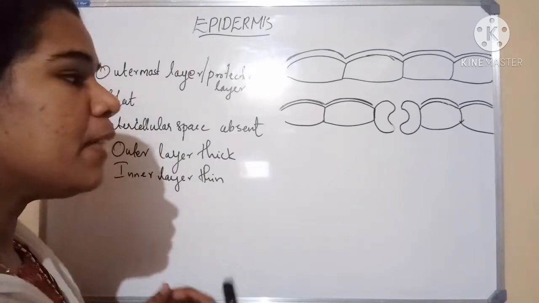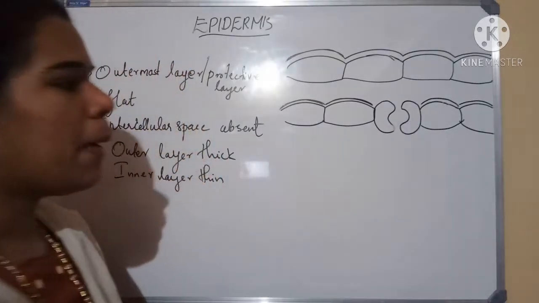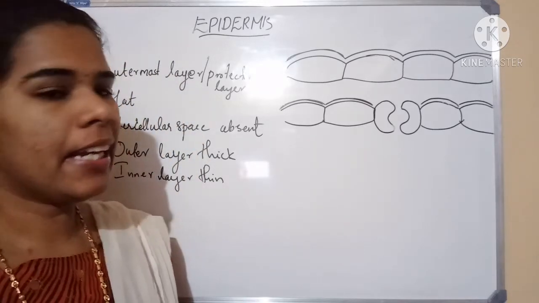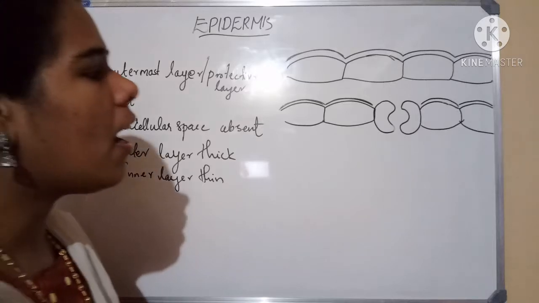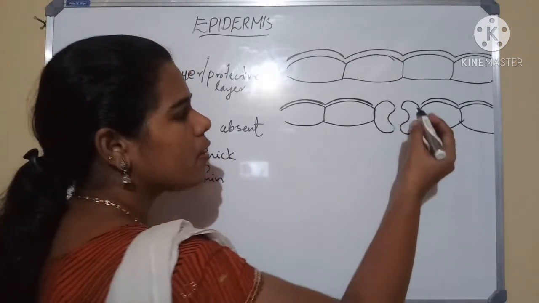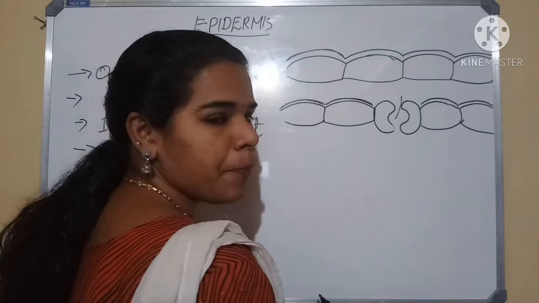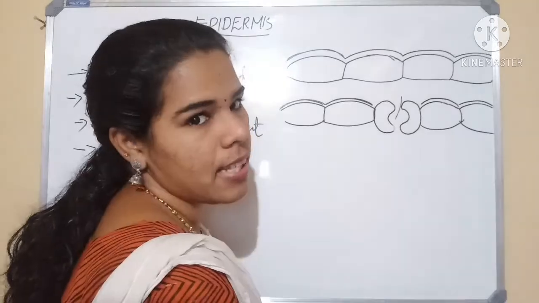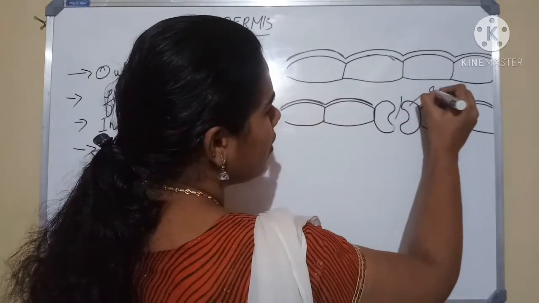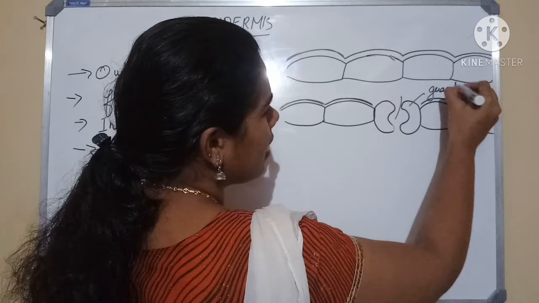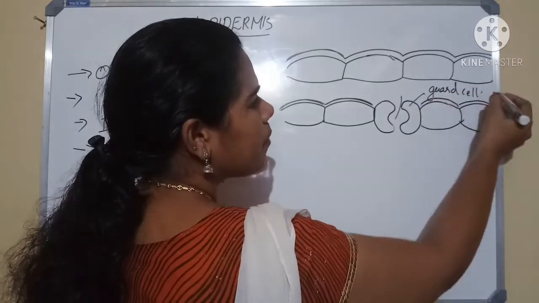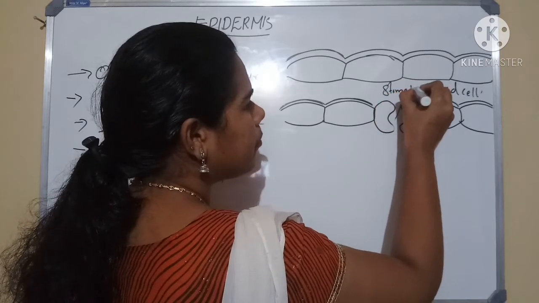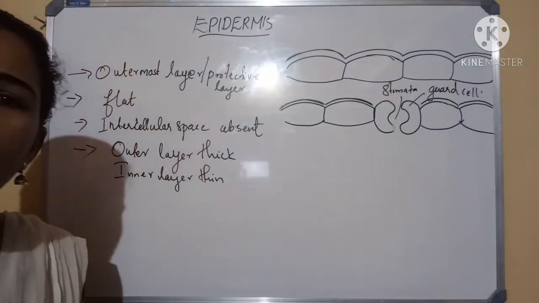In between these epidermal cells we can see a small opening. Kidney shaped cells, guard cells, are present. These openings are called stomata and these two kidney shaped cells are called guard cells. This opening is called stomata.